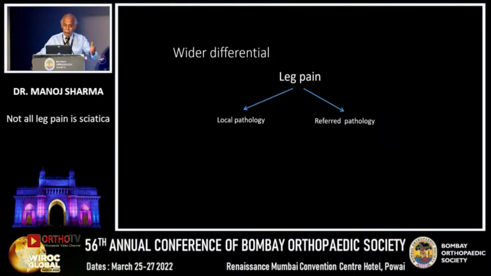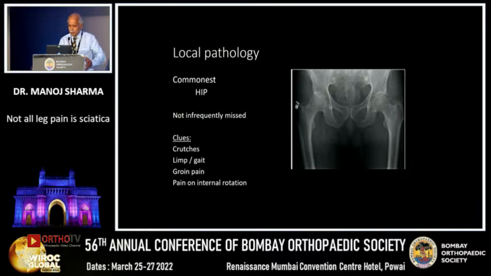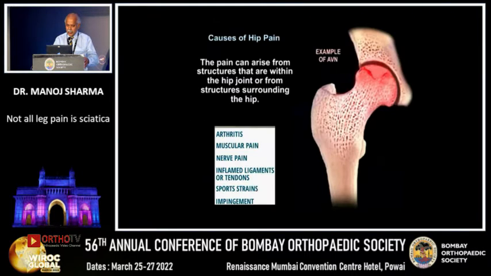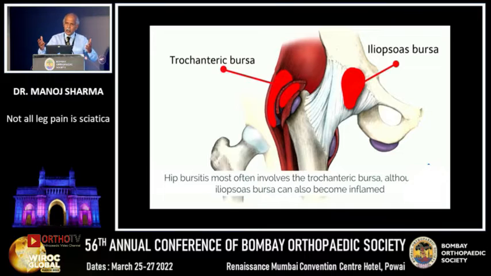Now, the leg pain can be because of local pathology or referred pathology. In the local, the most common is the hip joint. The patient generally comes with crutches, a limp, and groin pain which is more on internal rotation. This pain can be because of anything inside the joint or outside the joint, like trauma or arthritis. Outside the joint, trochanteric bursitis, all of us know, with local tenderness going down the leg.